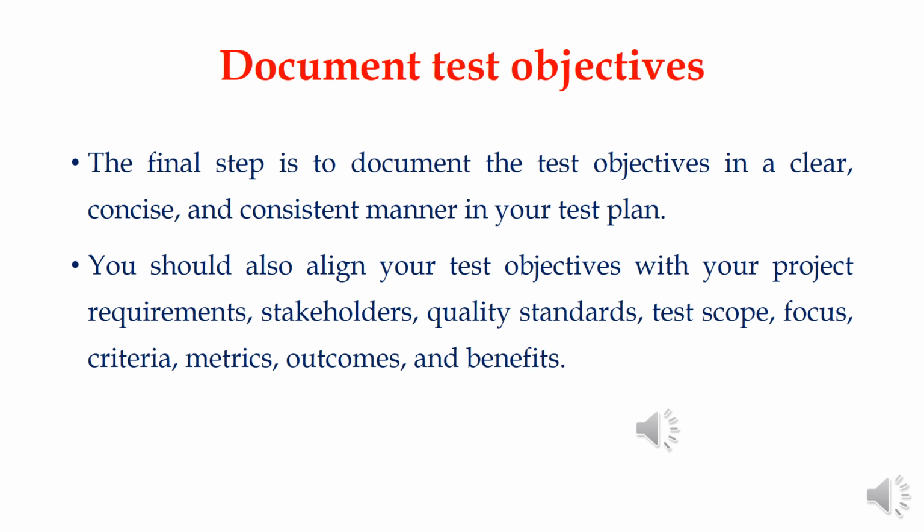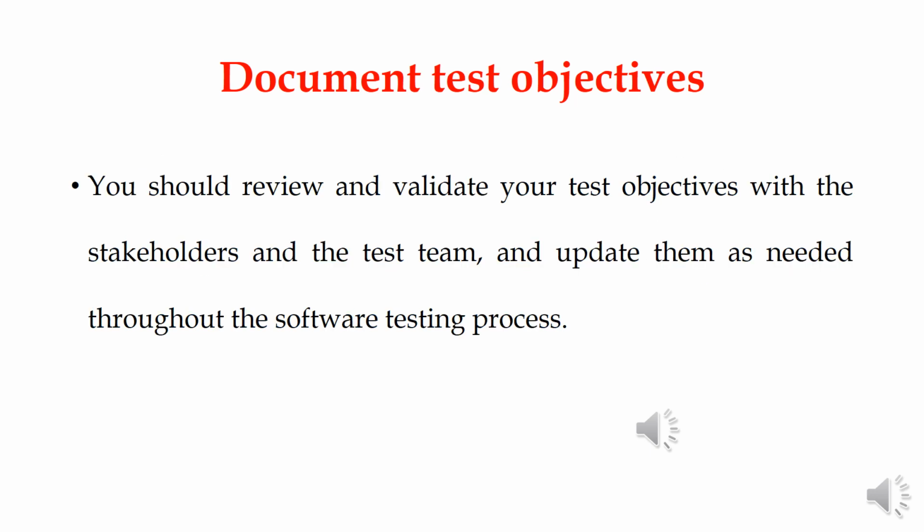Document test objectives. The final step is to document the test objectives in a clear, concise, and consistent manner in your test plan. You should align your test objectives with the requirements, stakeholders, quality standards, focus, criteria, metrics, and outcomes. You should review and validate your test objectives with the stakeholders and your test team, and update them as needed throughout the software testing process.